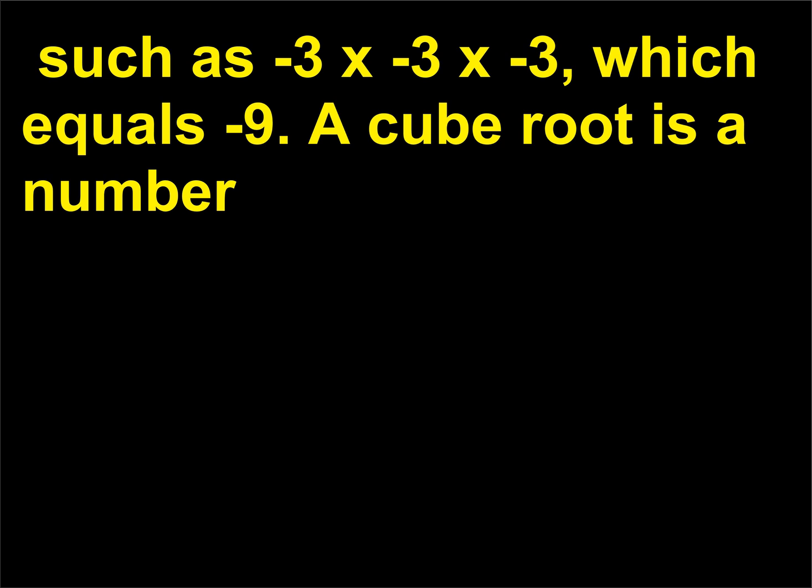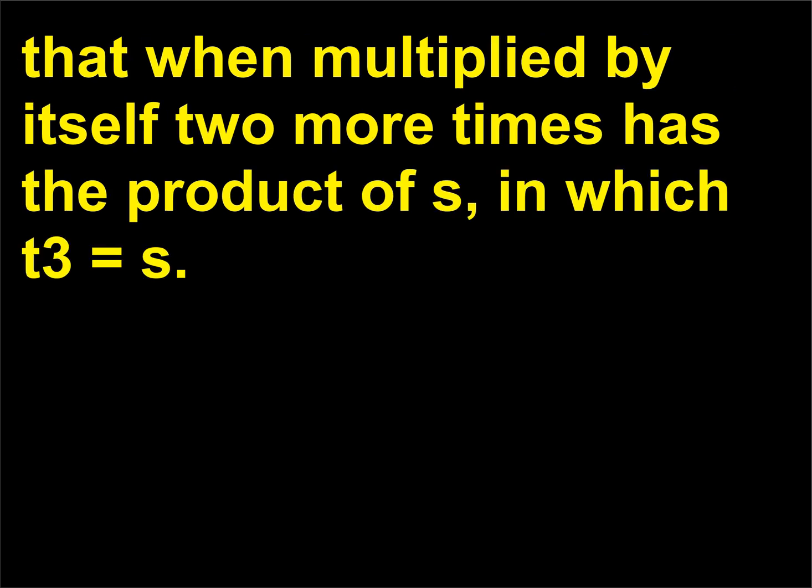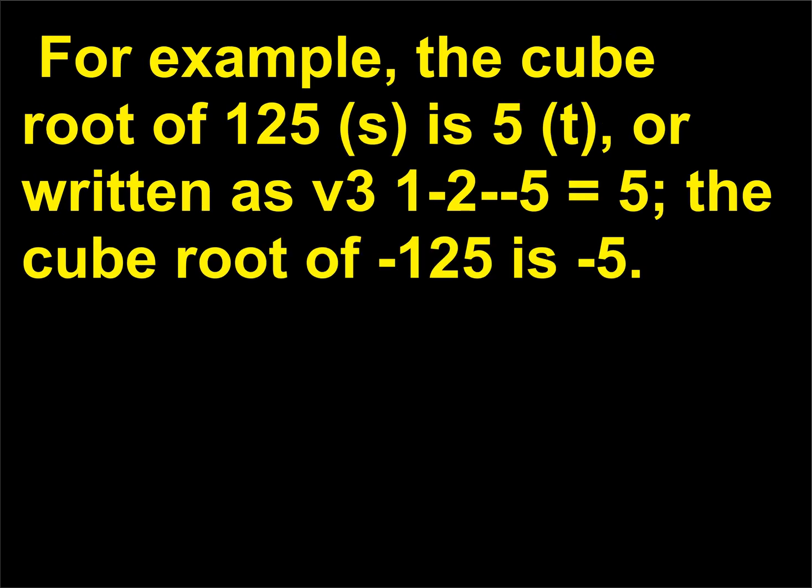A cube root is a number t that when multiplied by itself 2 more times has the product of s, in which t³ equals s. For example, the cube root of 125 is 5, or written as ∛125 equals 5. The cube root of minus 125 is minus 5.